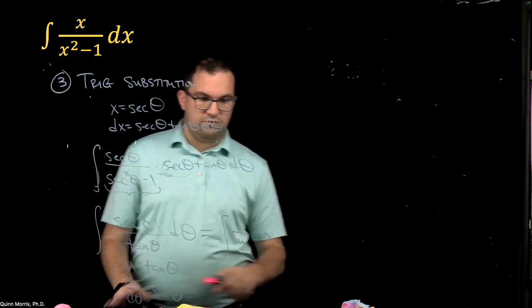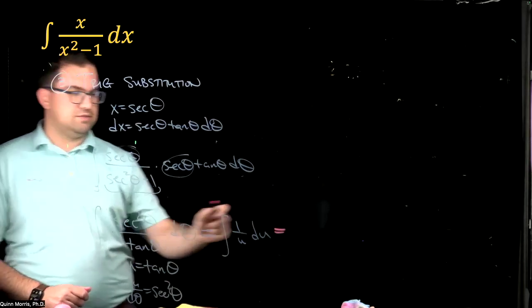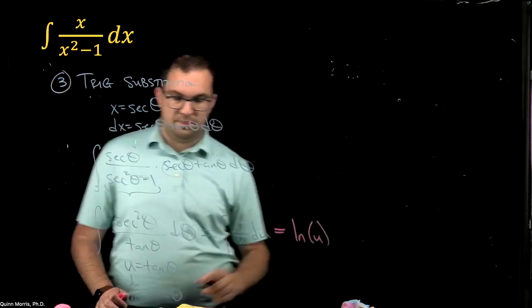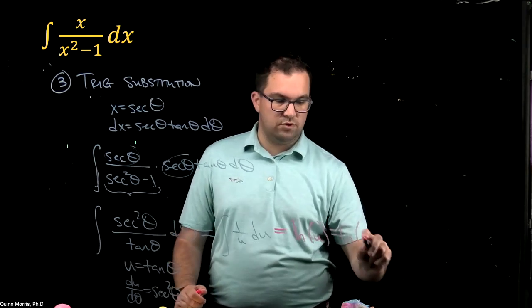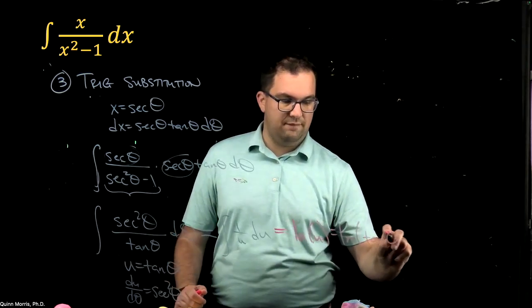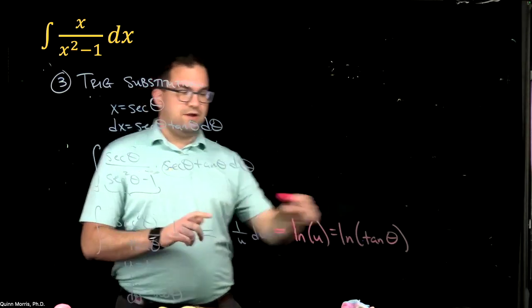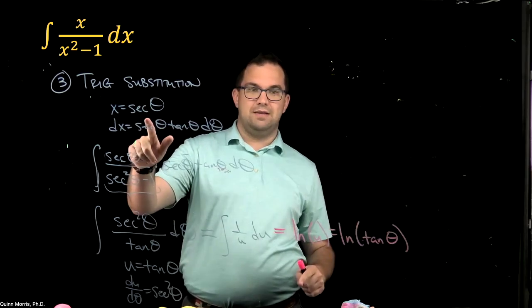Now, with that integral of 1 over u du, I'm ready to start calculating. So this can become natural log of u. Then I have to remember that my u was tangent of theta, so this is natural log of tangent of theta. But I still have to remember, this wasn't even my original variable. I made that up, right?